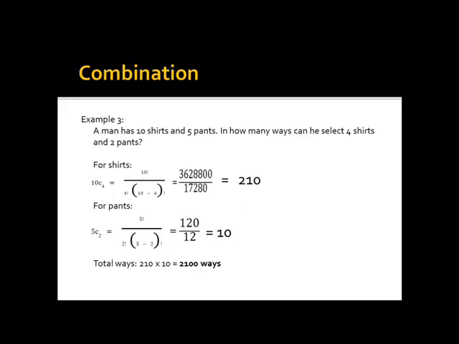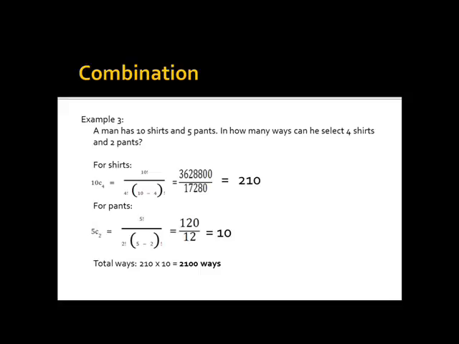Third example, a man has 10 shirts and 5 pants. In how many ways can he select 4 shirts and 2 pants? In this problem, there are 2 combinations. First is the number of ways of selecting the shirt, and the second is the number of ways in selecting pants. So, for the shirts, the formula will be 10C4 is equal to 10 factorial over 4 factorial quantity 10 minus 4 factorial, which is equal to 210 ways. And for the pants, the formula will be 5C2 is equal to 5 factorial over 2 factorial quantity 5 minus 2 factorial, which is equal to 10 ways.